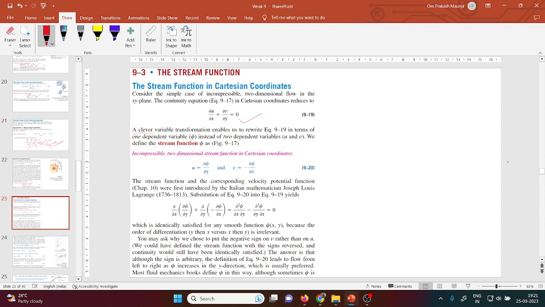A clever variable transformation enables us to write equation 99 in terms of one dependent variable, that is psi, instead of two dependent variables. Here you all know del u by del y.